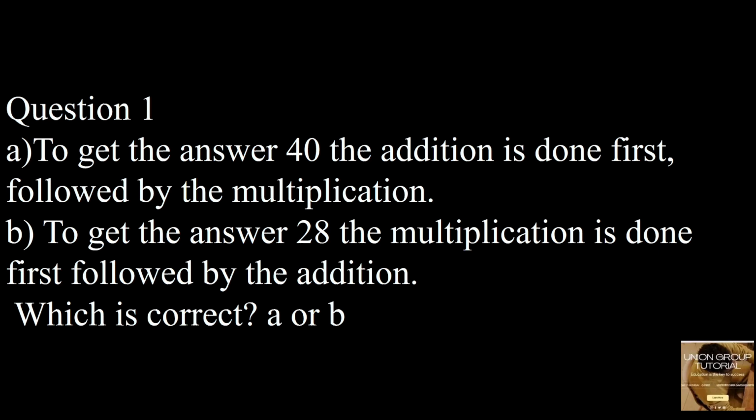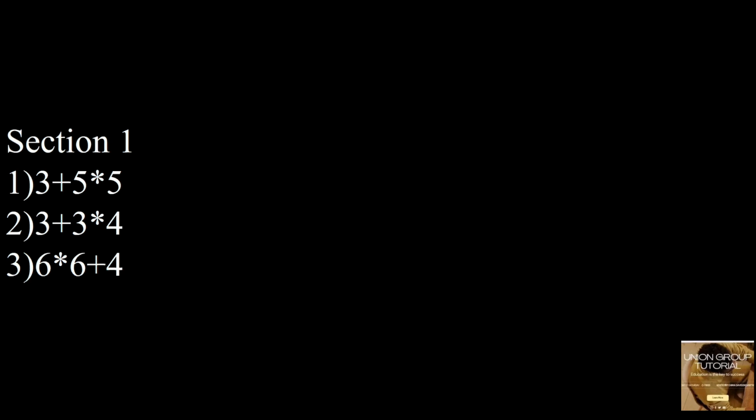So let's look at question 2. They said 3 plus 3 times 4. In this case, it's multiplication before addition, just like the previous question. So if you multiply first, you get 3 times 4, that is 12. Then plus 3, that is 15. But if you add first, you get 3 plus 3, that is 6, and 6 times 4 is 24. So in this case, it's 15 that is the answer, not 24, so that you guys will not make mistakes while solving it.